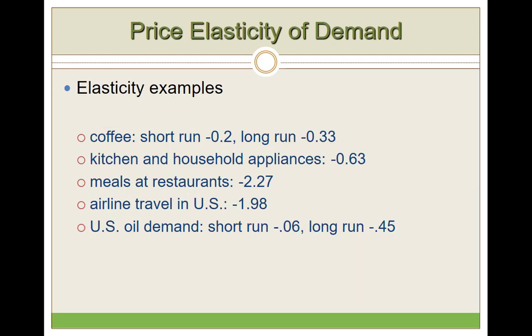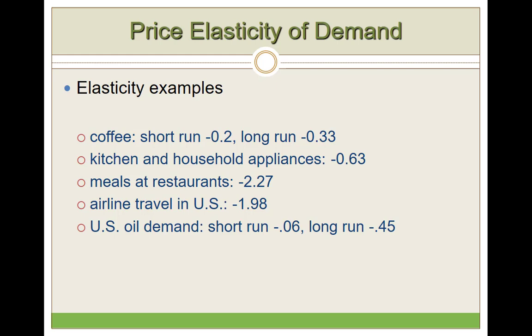Elasticity examples now. Coffee in the short run is inelastically demanded. Ignore the sign. It's less than one, so it's inelastically demanded. But in the long run, it's not that much. We'll still have some substitutes, but that's still inelastic, isn't it? So coffee appears to be like a drug, if you're addicted to it.